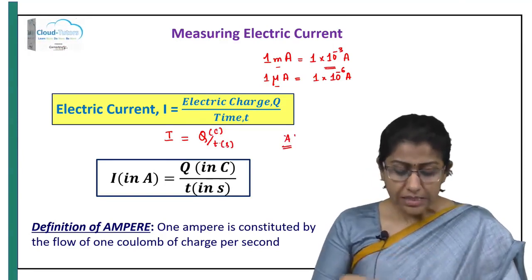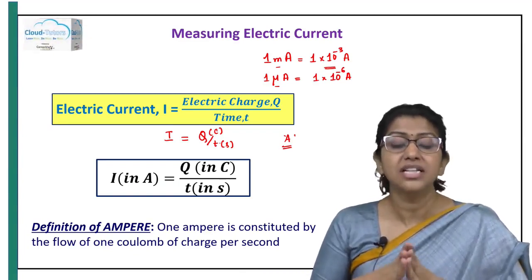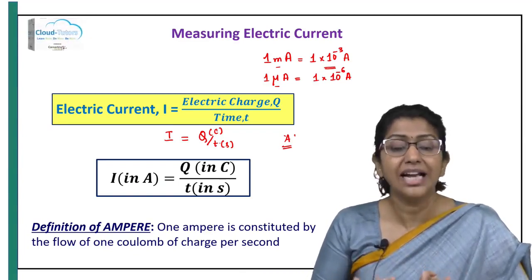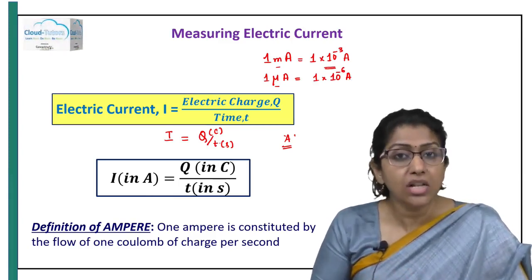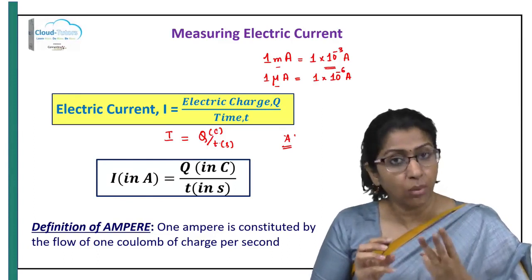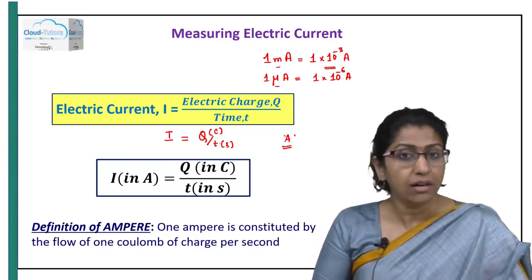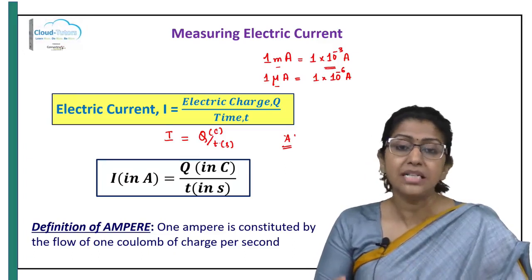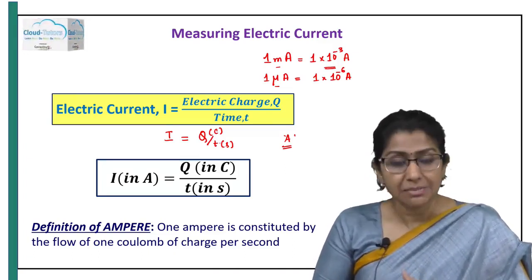Alright, so this is how the electric current is given in the form of an equation. This equation contains 3 quantities. If 2 quantities are given, you can easily calculate the third one. Let's look at a few examples at a later stage of this session to understand this better.